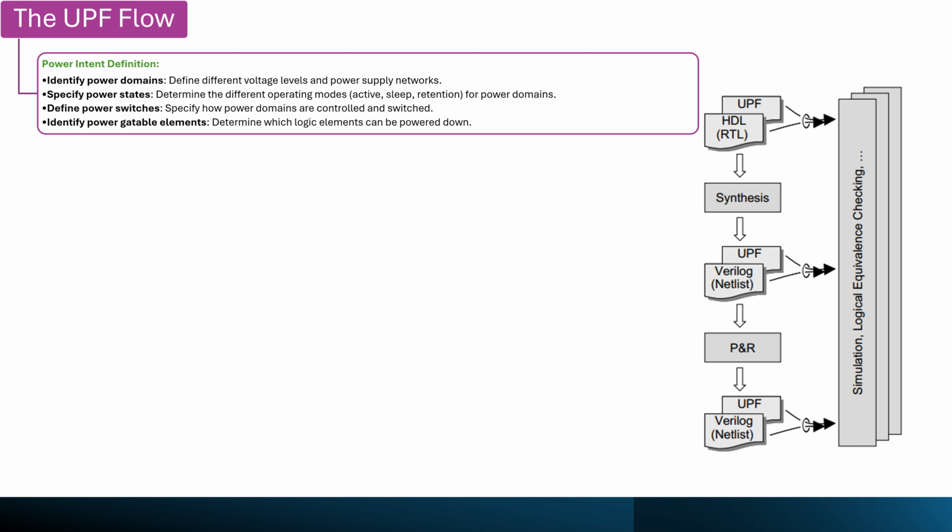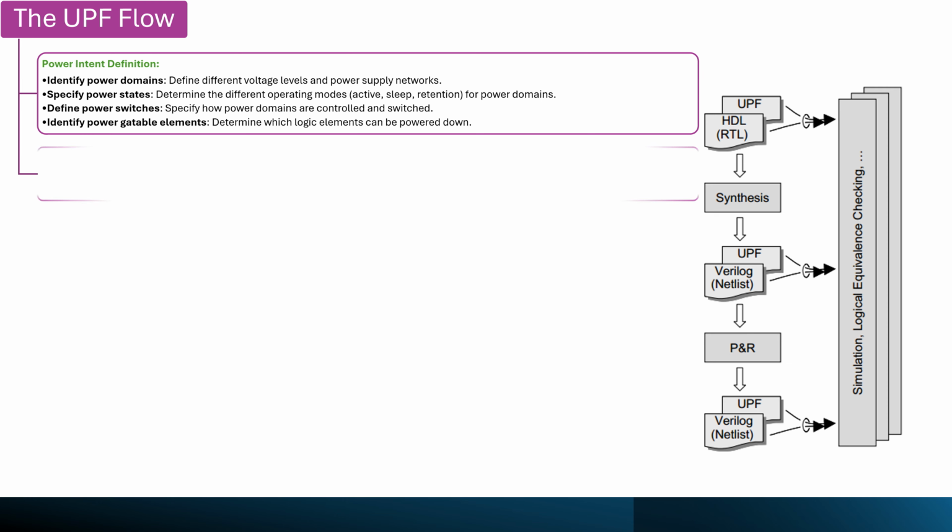You define power switches also: how power domains are controlled and switched. Sometimes you want to operate at a lesser supply voltage. Identify power gateable elements. Sometimes you want to go for power gating or clock gating, etc. Gateable elements are logic elements that can be powered down. At power intent definition we capture multiple other things similar to this.